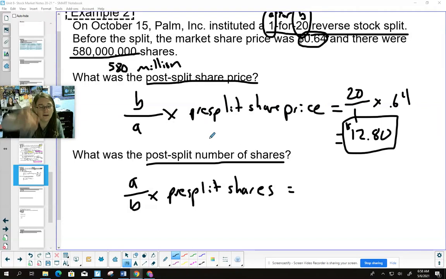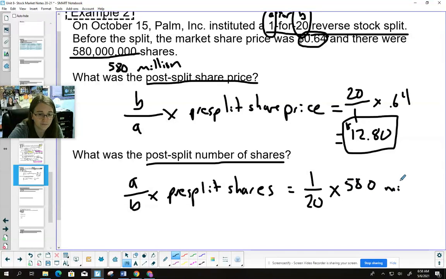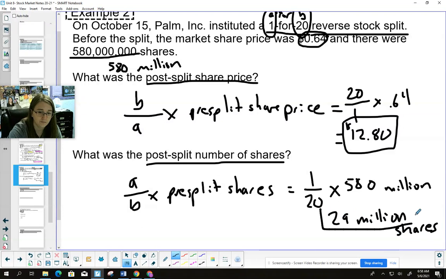Go ahead and plug it in. Well, A over B means I need to flip my fraction. I've got 1 over 20 times 580 million. But I'm just going to go 1 divided by 20 times 580. So I have 29 million. Once again, this is not money. This is shares. So yes, again, the price increased per share, but with that increase came a decrease in the number of shares.